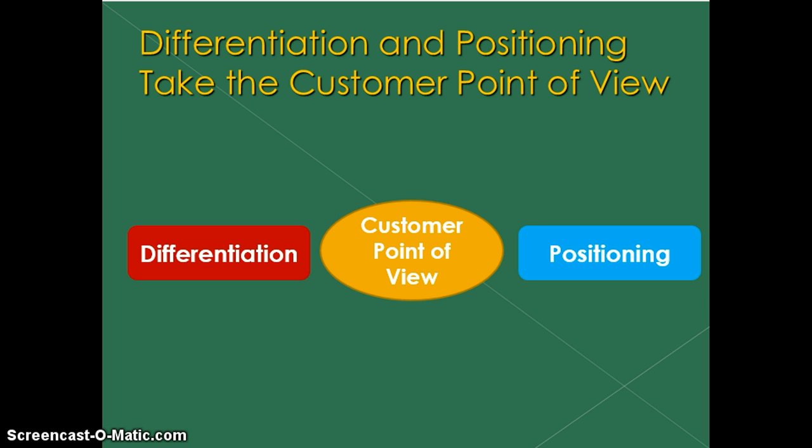Differentiation and positioning. Now, differentiation is how you as a marketer try to distinguish your product, your good or service, in the marketplace, and how it is different from the competition. So what's unique or different about your product compared to that of the competition? What really matters is that the consumer perceives that your product is different and potentially better in some way, whether it be pricing, quality, availability, whatever it happens to be.